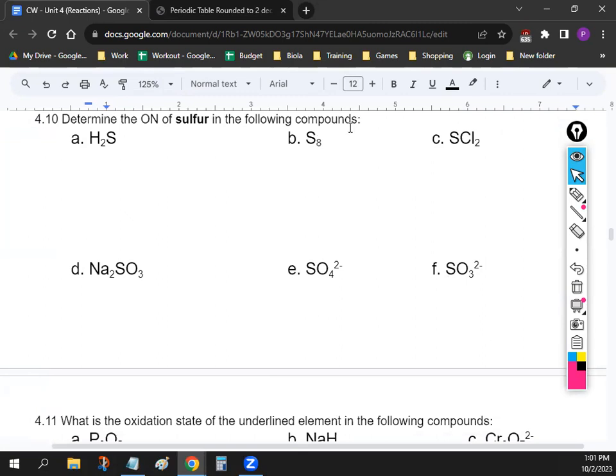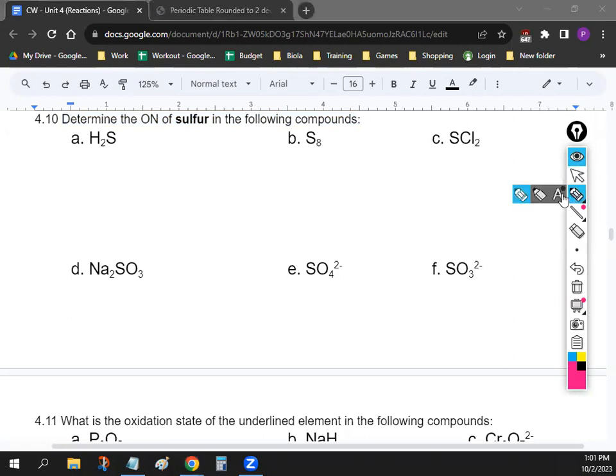Okay, so what we're going to do is determine the oxidation number of sulfur in all 6 of these compounds down here. I'll do the first 3 with you guys, and I'll have you try the other 3 on your own, okay? So let's start with A, H2S.